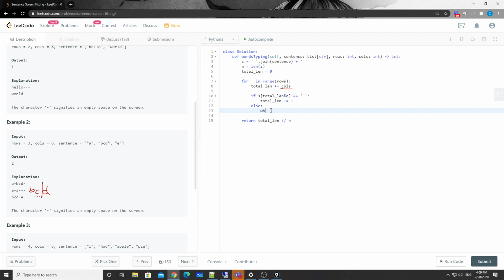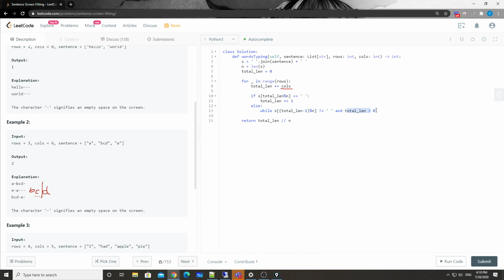So we have to decrease the total length. How are we going to decrease the total length? Basically, we do a while s of total length minus one, okay, divided by n, it's not equal to empty, okay, and total length is greater than zero, right? Since we're doing a minus one here, we don't want this total length to be negative.